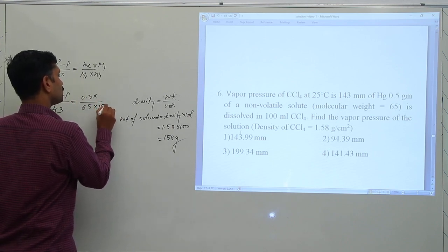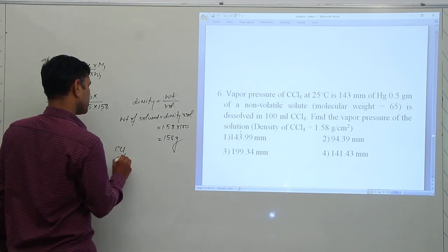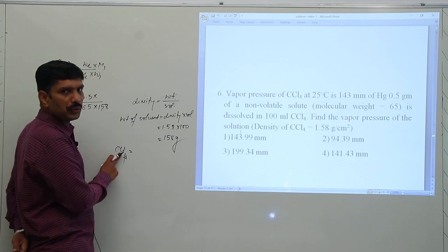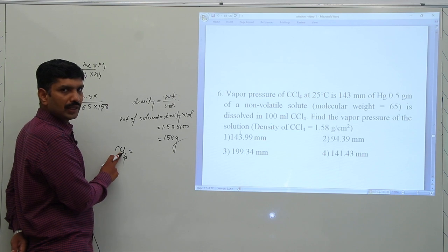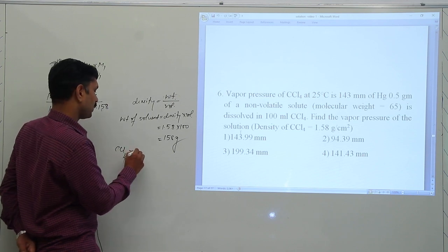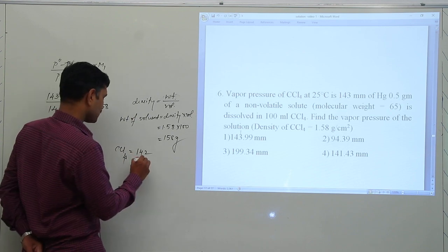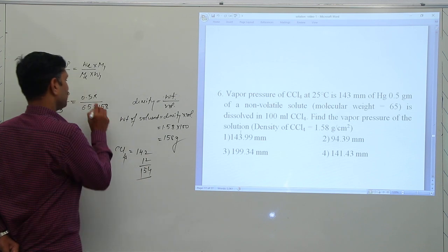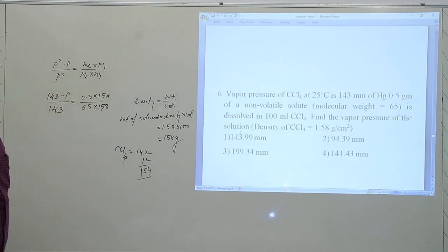So next, what's the molecular weight? CCl4 is given now. Here 71 means 142 for the chlorines, plus 12 for carbon. So 154 is the molecular weight of the CCl4.